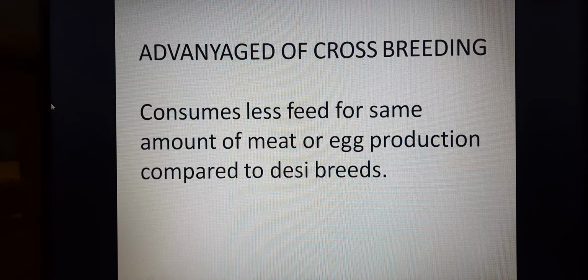Next, advantages of crossbreeding. What are the advantages which we can get from crossbreeding? If we cross the animals, we will get more meat and eggs compared to our desi breeds.